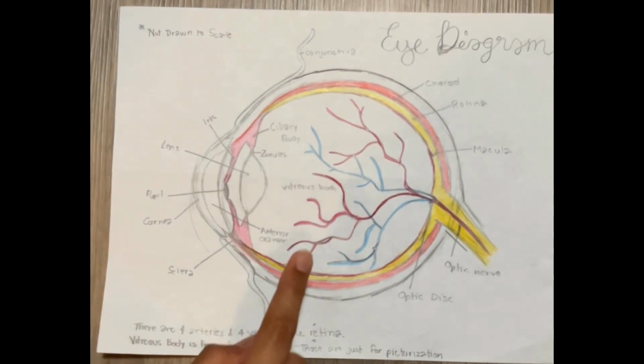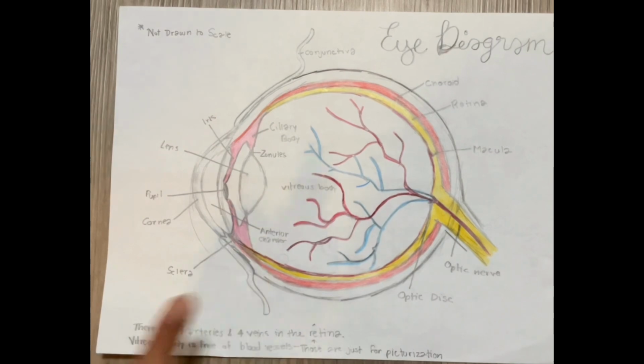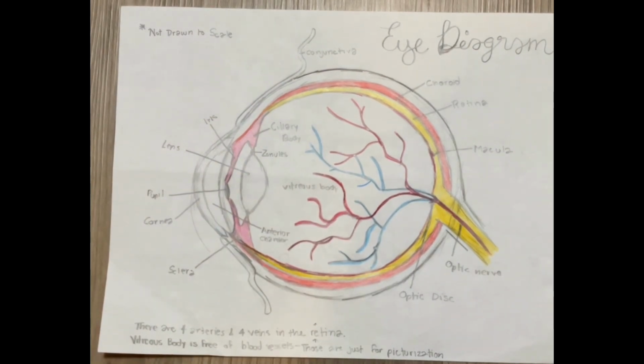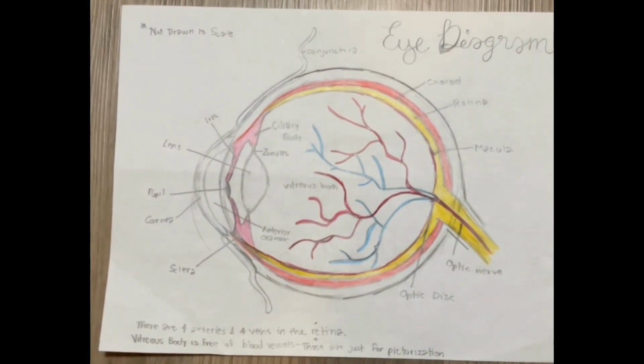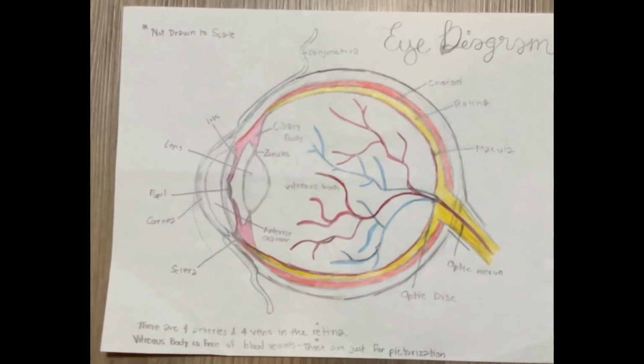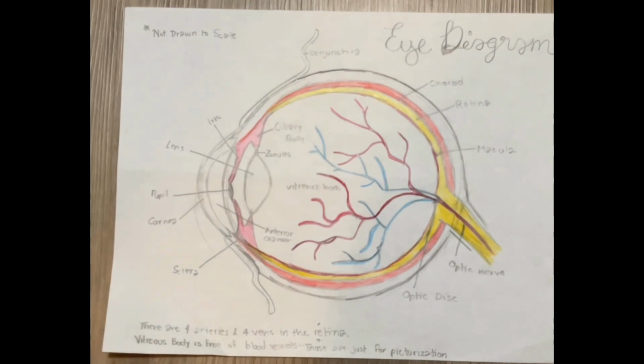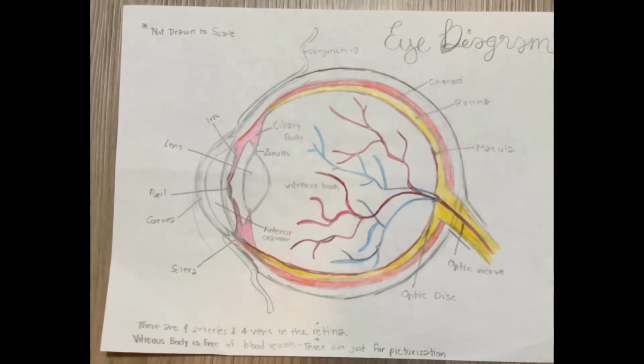So now let's talk about the vitreous humor contained inside the vitreous body. The vitreous humor is a gel-like substance that fills the posterior part of the eye and helps the eye to keep its shape. The conjunctiva is a layer covering the sclera.